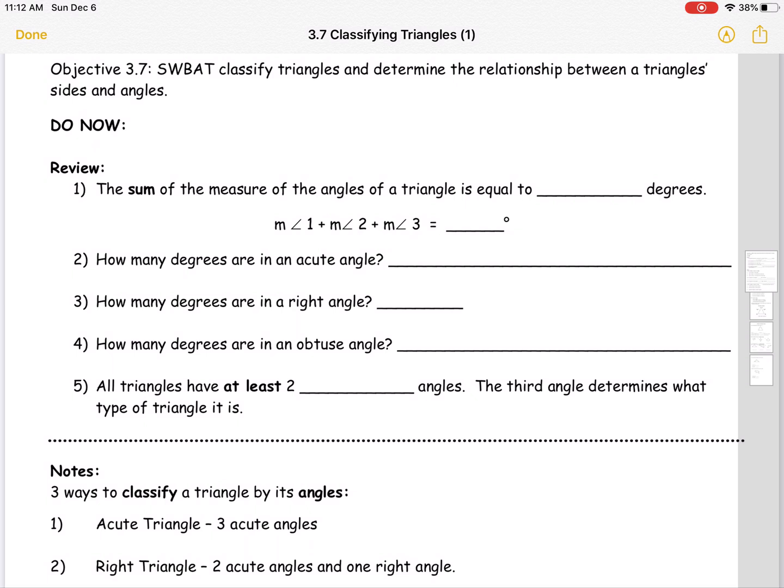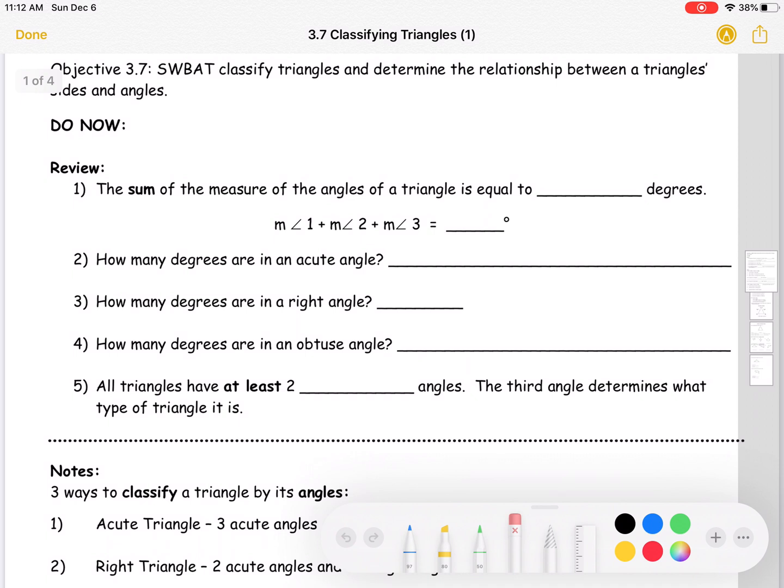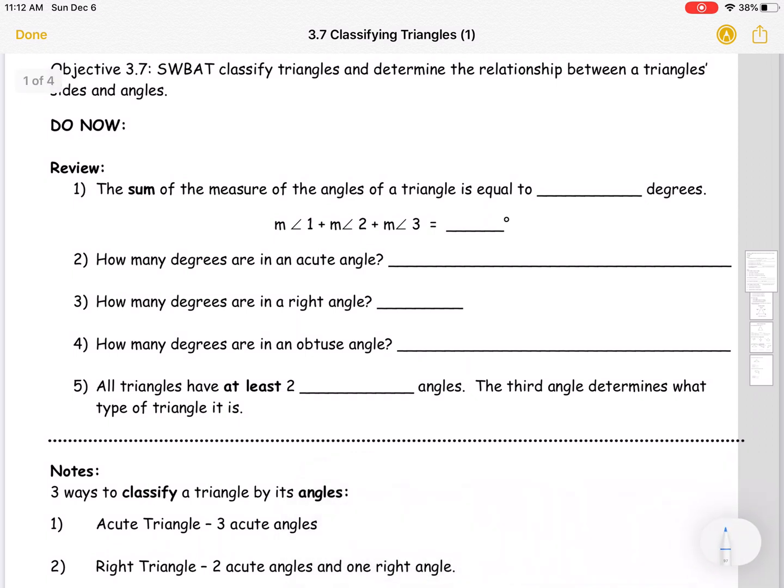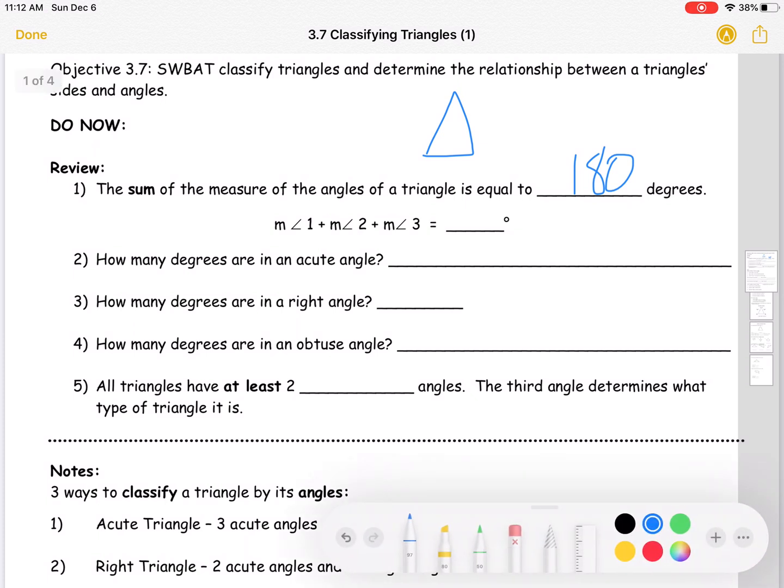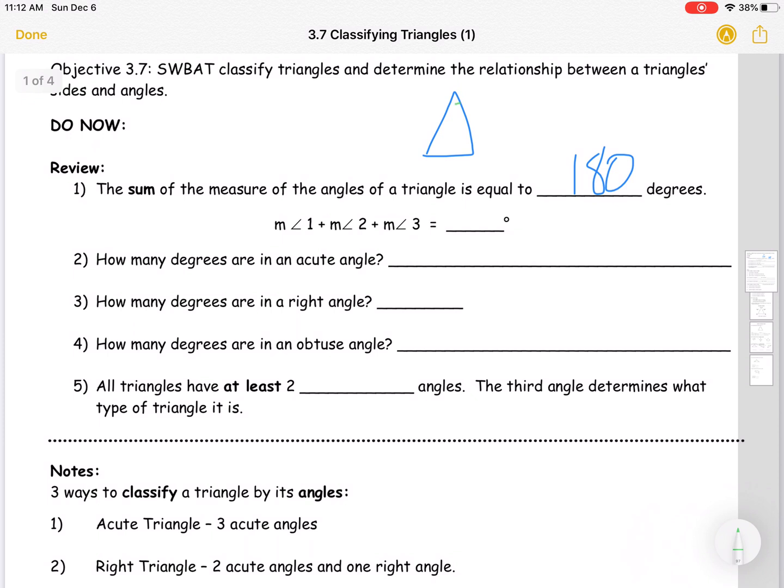Okay? So, I hope you guys recall from middle school, the sum of the measures of the angles of a triangle are always going to be equal to 180 degrees. If I have a triangle, if I add all of the angle measurements up, this angle plus this angle plus this angle, our angle measurement is always going to equal 180. Okay? So, if I add all of them together, it's going to equal 180.